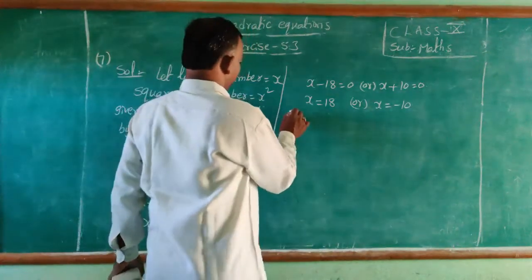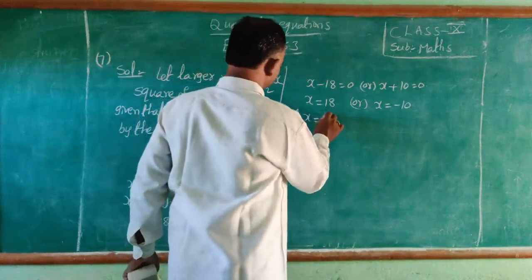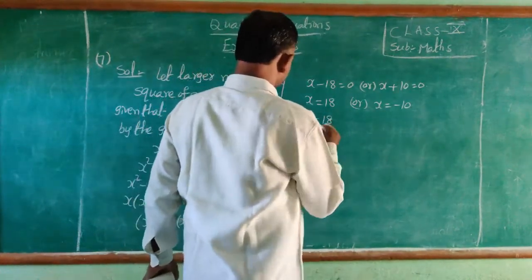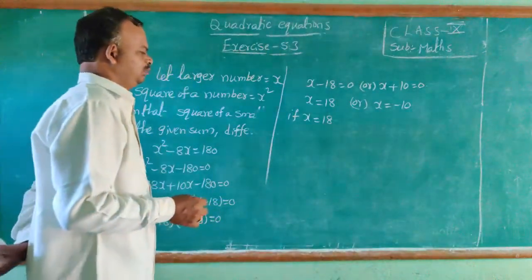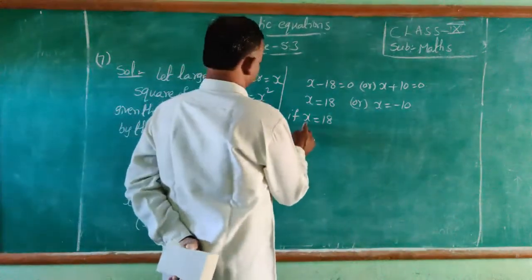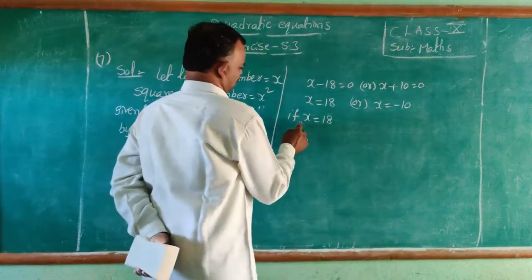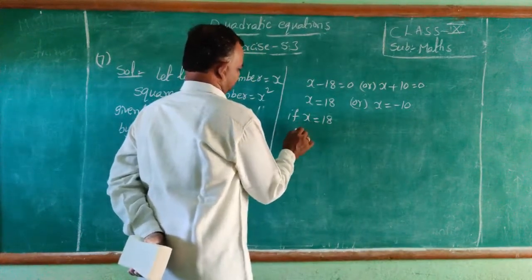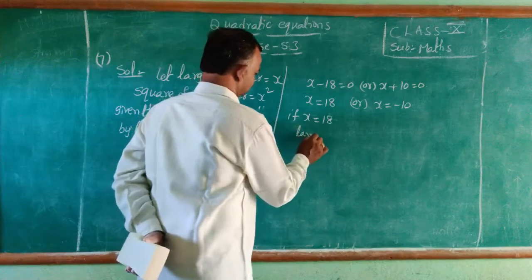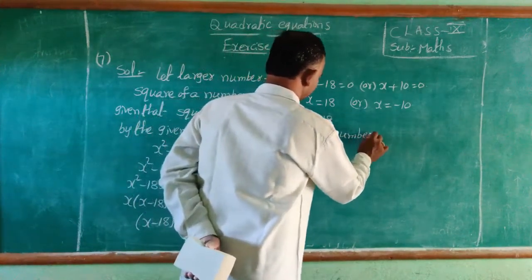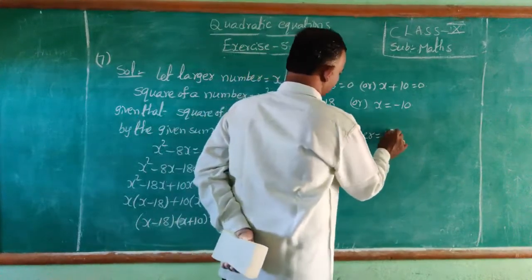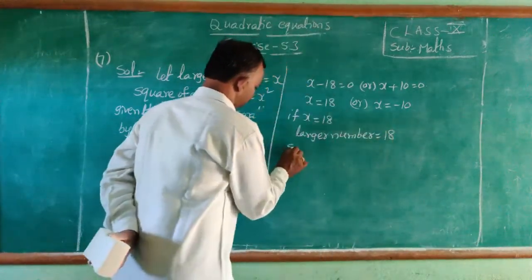If x is equal to 18, that means it is the larger number. So the smaller number is... x is equal to 18. That means the larger number is equal to 18.